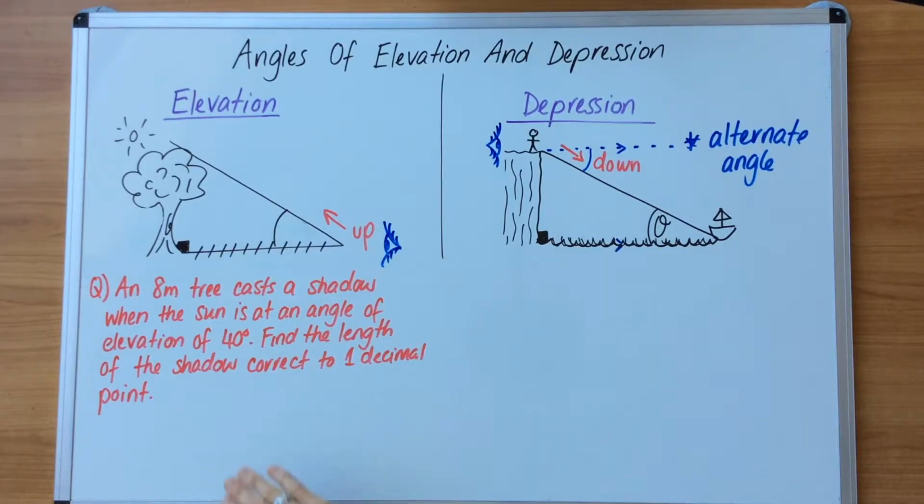We're now going to have a look at this question here. Just before we do, I'm just going to let you know that we're going to do a question for elevation and depression based on finding an unknown side, and then we are going to do a question for elevation and depression which calculates an unknown angle.